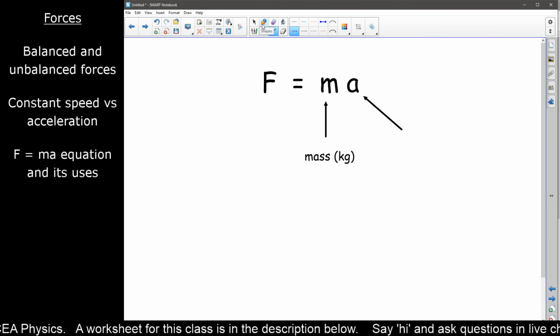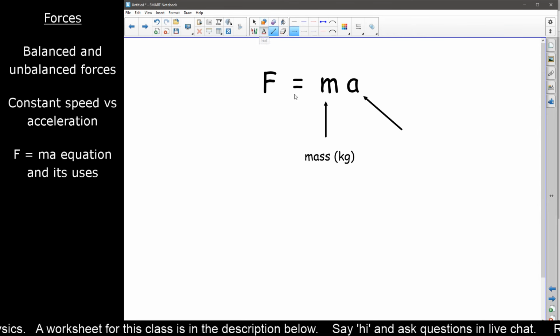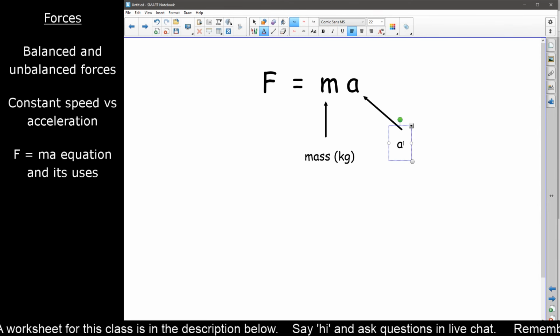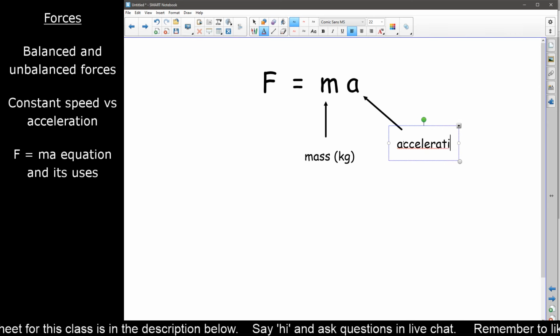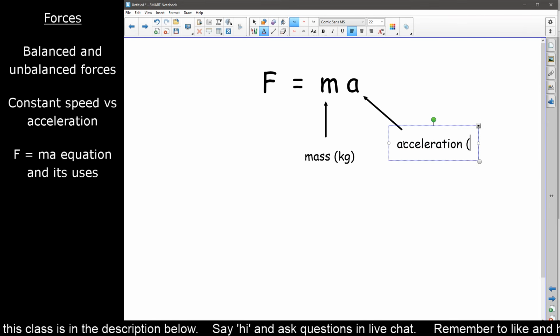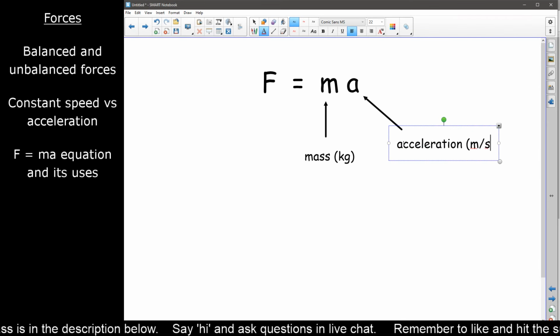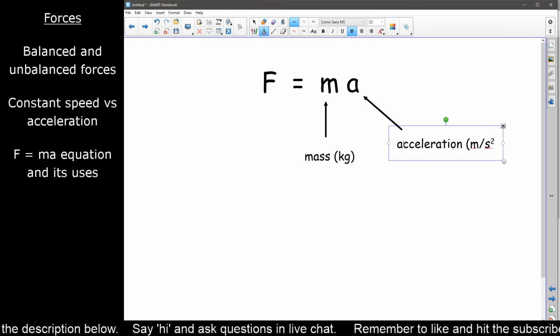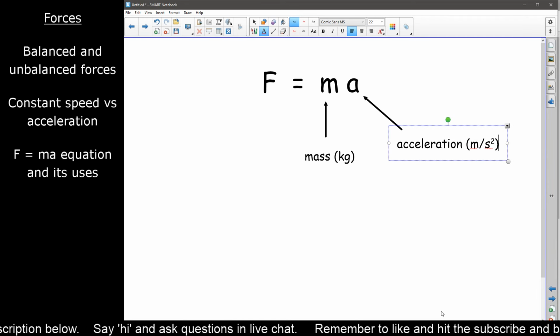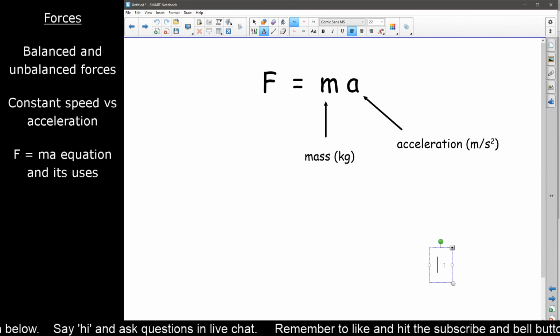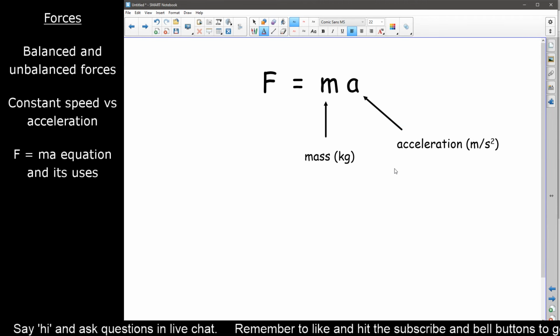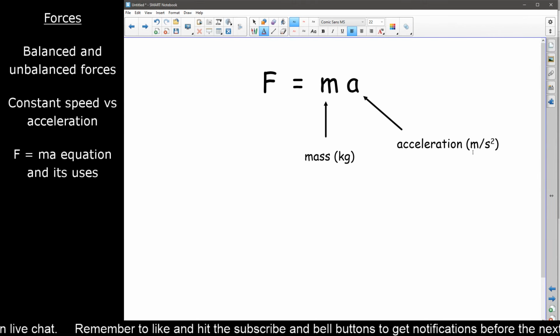A, if anybody's in the chat, let's have a look across. Oh dear, disappointing altogether. A is acceleration. And acceleration is measured in meters per second squared. So acceleration has to be measured in meters per second squared. No centimeters per second squared is allowed here. It's a common exam trick to do that. You have to convert that into meters per second squared.